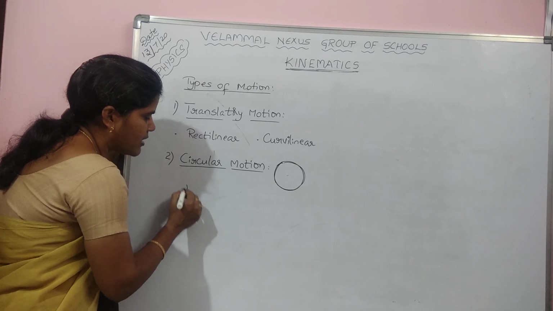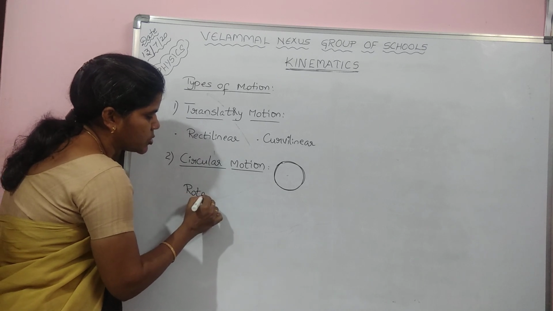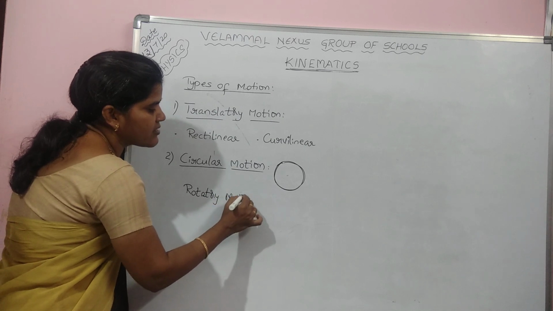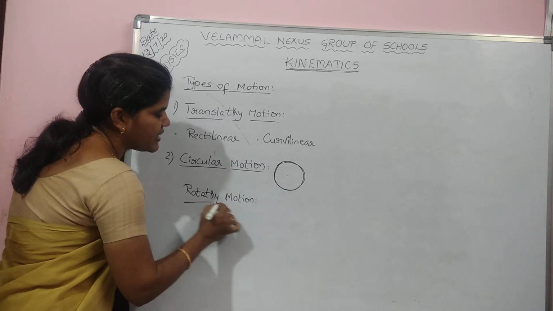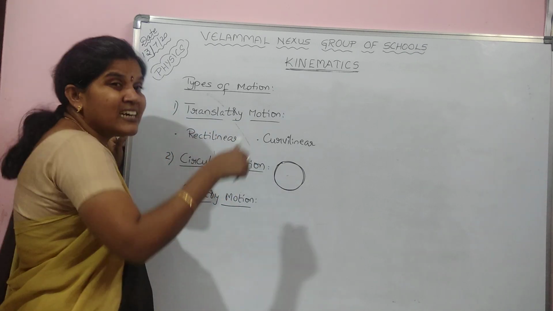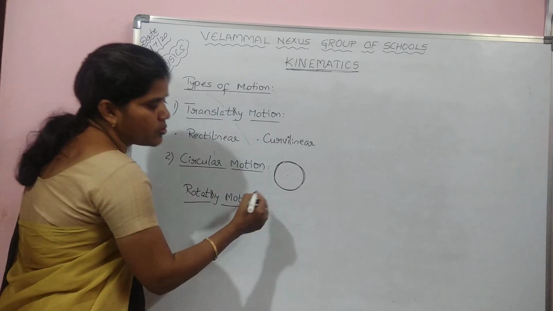Now, in this part, we will learn about rotatory motion. That means any body rotates on its own axis. I can say, like the spinning of a top. Rotating, like the Earth rotating on its own axis.